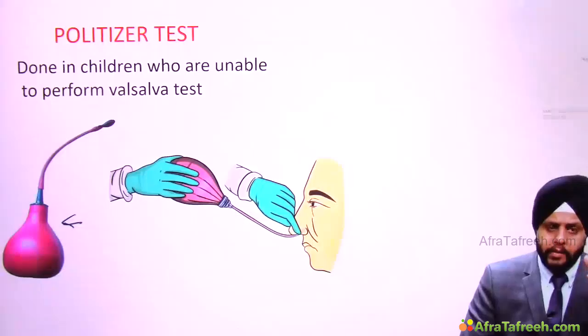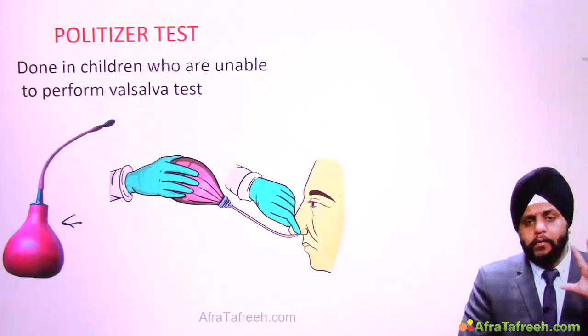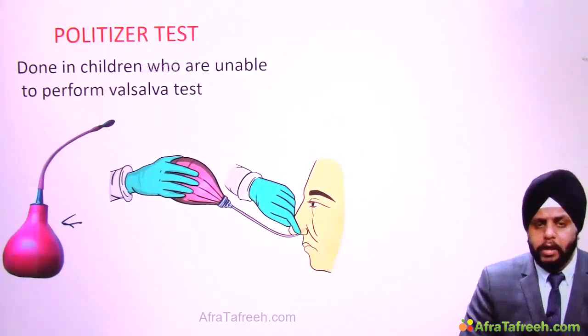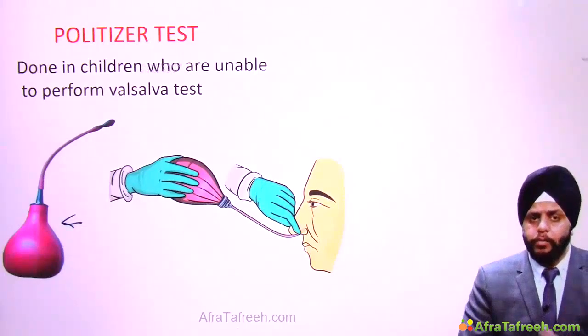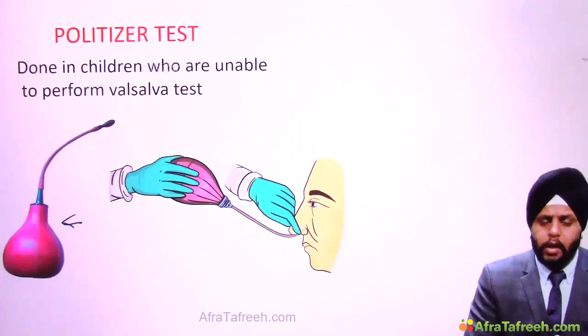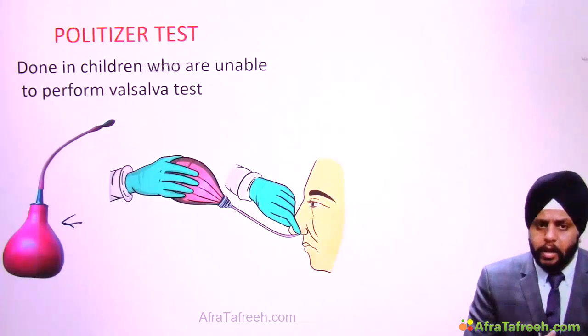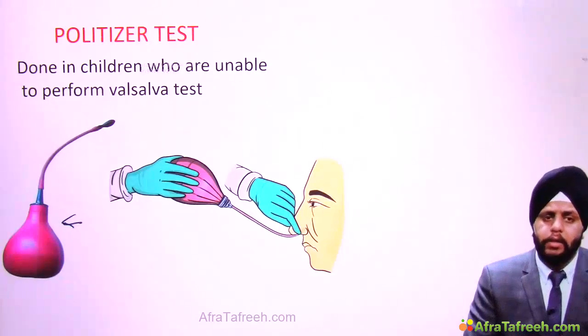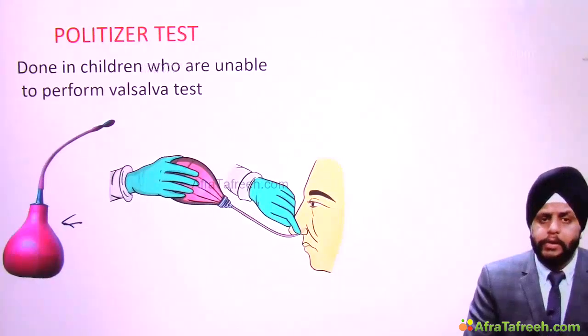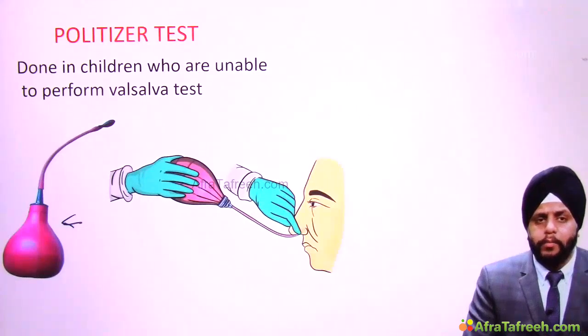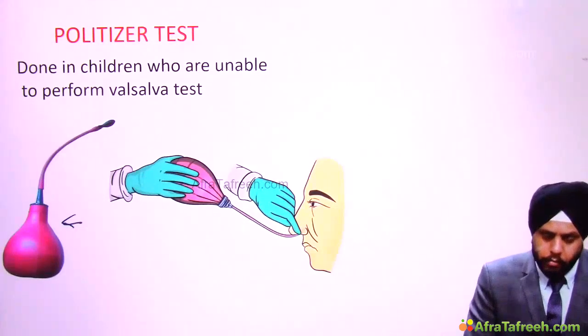When you press this Politzer bag, it gives a positive pressure in the nose and the nasopharynx, and this pressure will go to the eustachian tube. It will open the eustachian tube. Again, you can observe in the ear and you can see that the tympanic membrane bulges out. So that is your Politzer test. It is done in children, especially who are not able to perform the Valsalva maneuver.